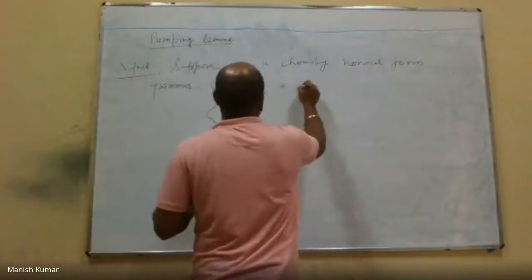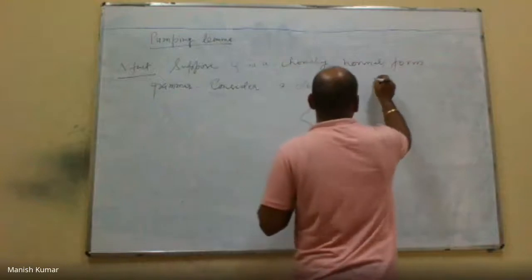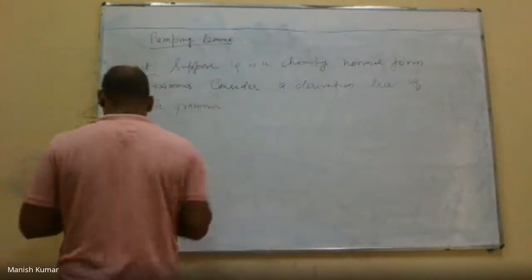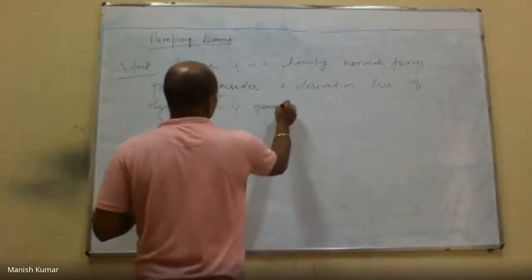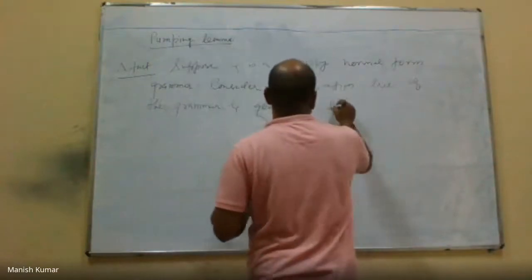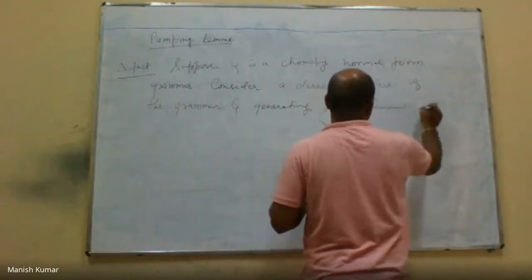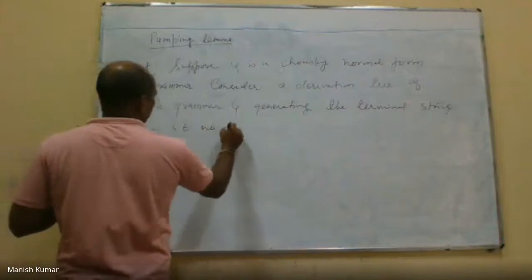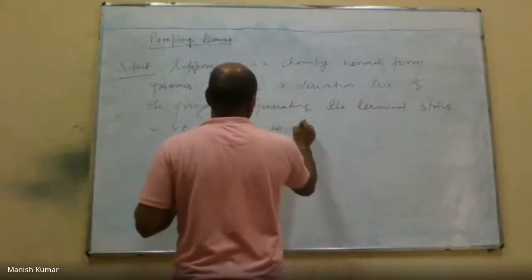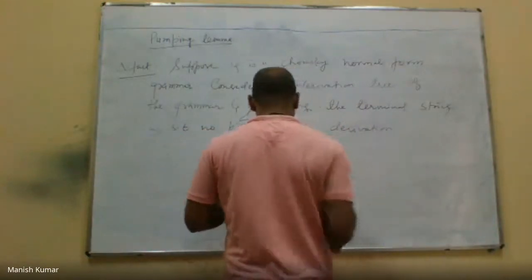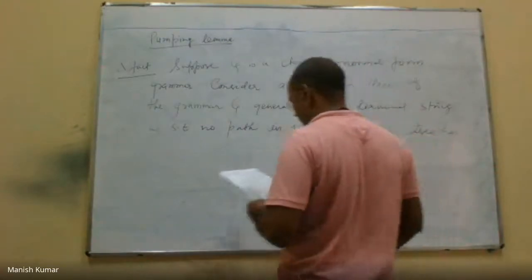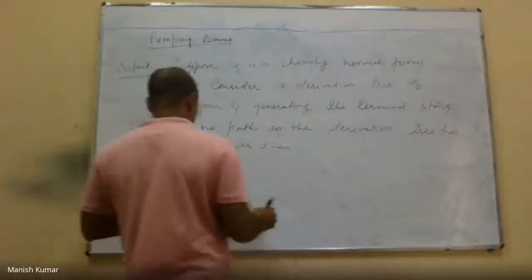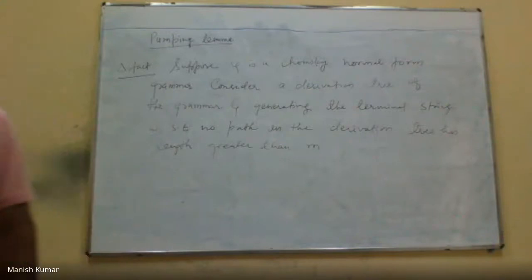Consider a derivation tree of grammar G generating a terminal string small w such that no path in the derivation tree has length greater than m. So this is what we are looking for.